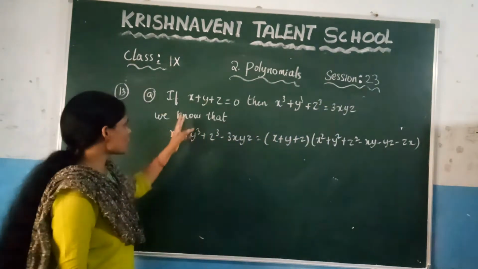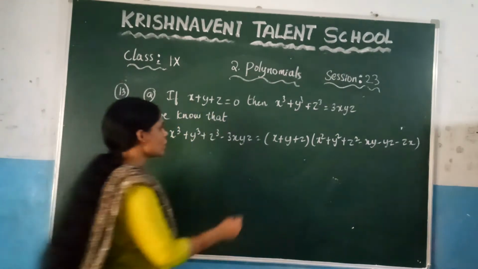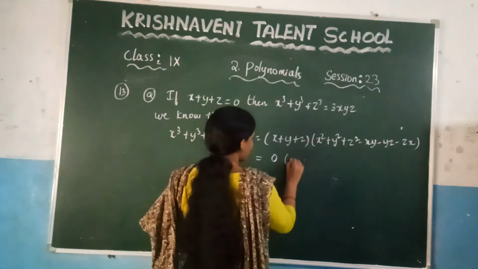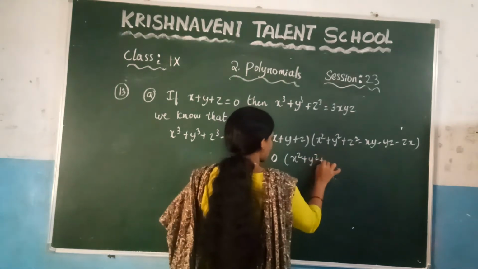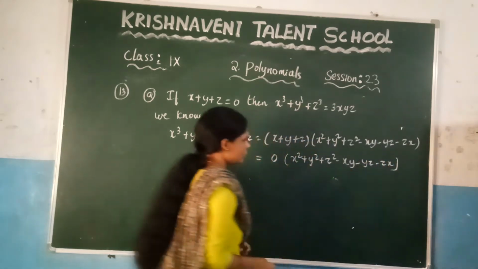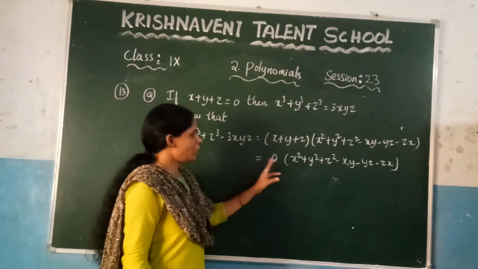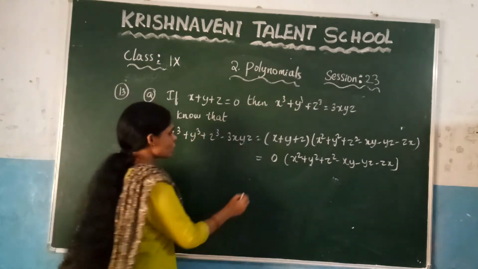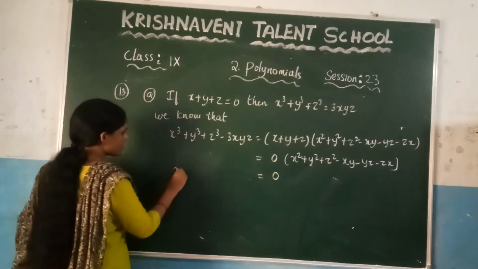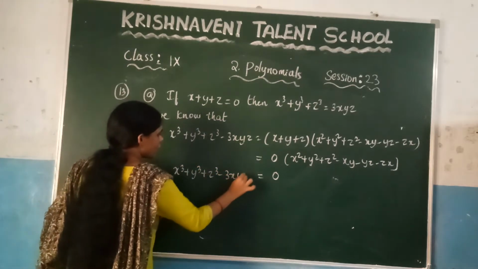Now here, in place of x plus y plus z we can substitute 0, because they have given that value is equal to 0. So in place of x plus y plus z, substitute 0. And what is left out is x square plus y square plus z square minus xy minus yz minus zx. Why? Because they have given that x plus y plus z is equal to 0, and you know that 0 multiplied by any value gives you 0. So this total result will become 0. And the LHS part is x cube plus y cube plus z cube minus 3xyz.